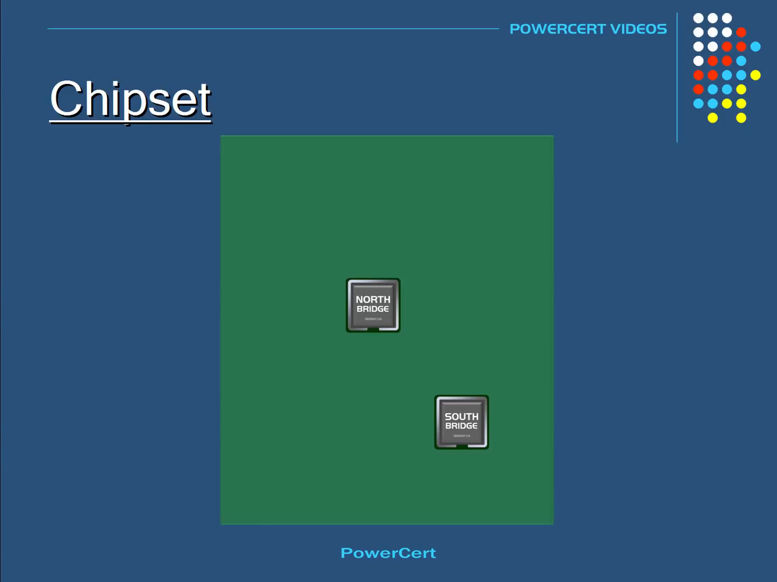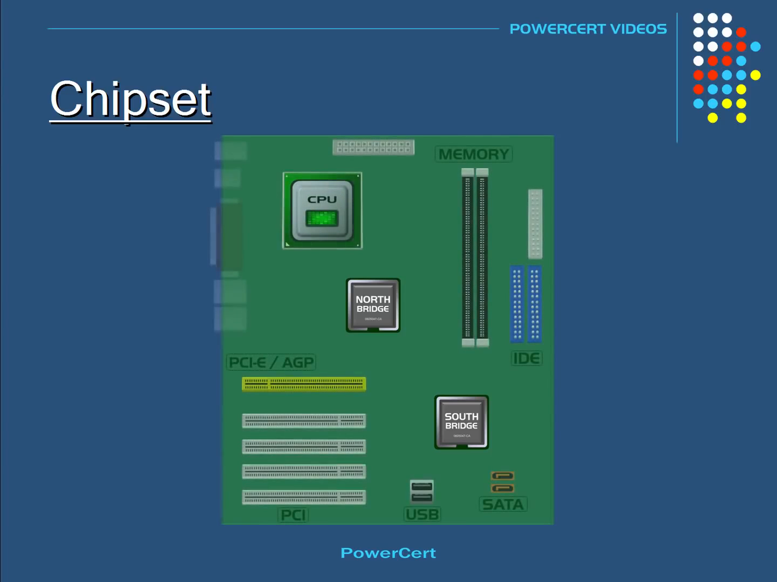The North Bridge is located in the upper or northern part of the motherboard, providing you're looking at the motherboard in the upright position. It's located near the CPU and is directly connected to the CPU. It's also directly connected to the memory and the AGP and PCI Express slots. So in order for the CPU to communicate with the memory and the AGP or PCI Express bus, it has to go through the North Bridge first.